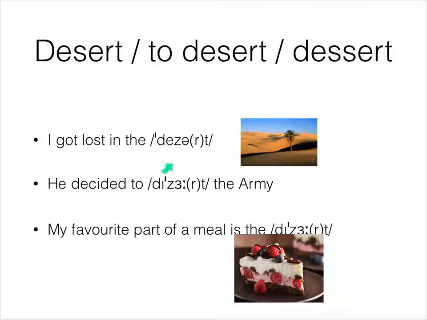Okay? And exactly the same pronunciation, but different spelling. My favorite part of a meal is the dessert. Dessert. Okay? By the way, I'm just thinking of it. When you use this word, is, or when you use this, was. How many times a day can we use these two particular words?